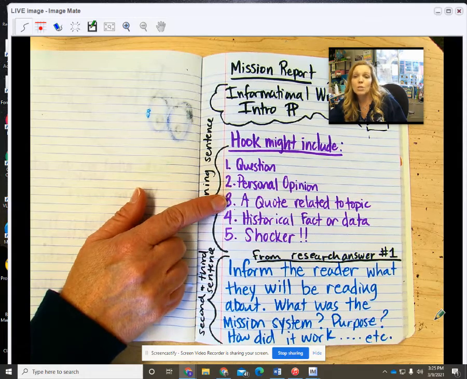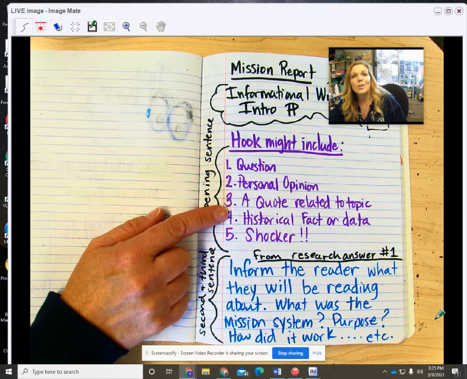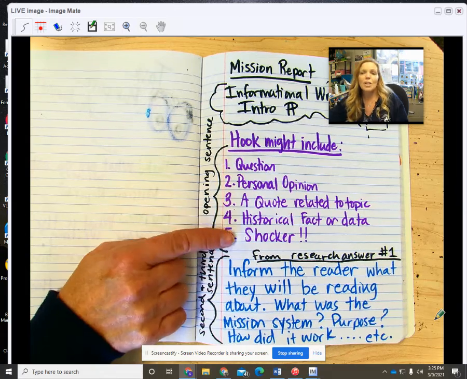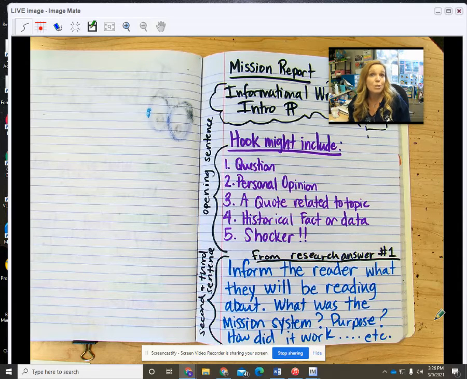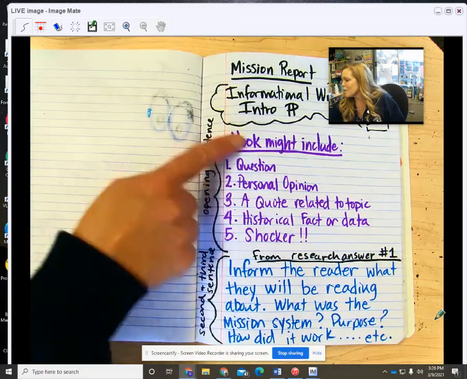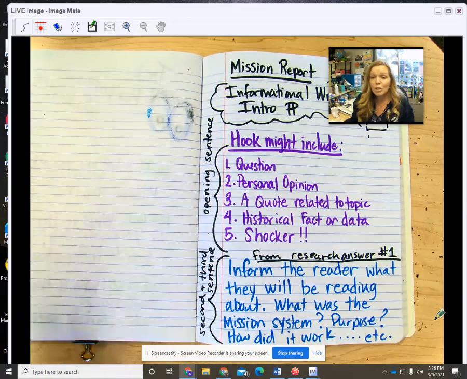A really excellent way and a high-level way to start a sort of research report would be to insert a quote or historical fact or data. Sometimes you can use a shocker, a shocking event, but again, you want to refrain from making this too cutesy like in a narrative writing. We're really writing a high-level academic research report, so it should be highly research-based, right? But these are possible hooks that you might include.